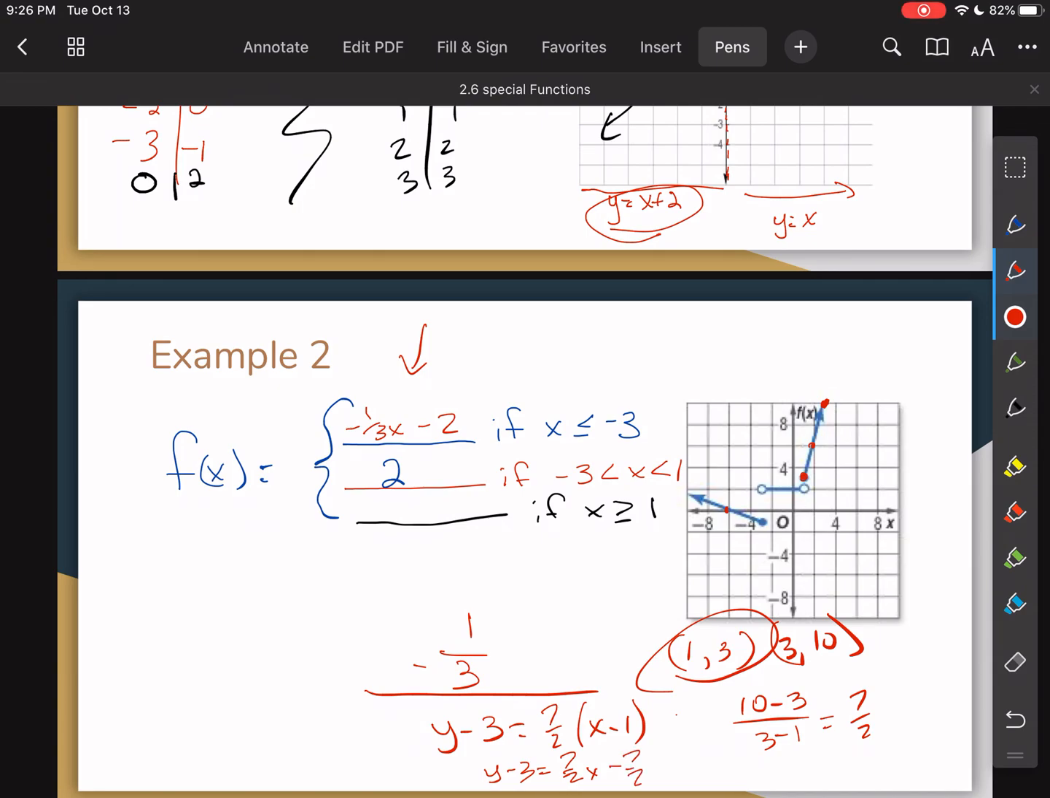Add 3 to both sides. If you add 3 to both sides here, and you want to look at that as a half, that's the same thing as 6/2. So I can add 6/2 to both sides, and I would have y is equal to 7/2 x. If I add 6/2 to negative 7/2, I'm left with what? Negative 1/2? Something like that, assuming that point is correct. So this would be 7/2 x minus 1/2.